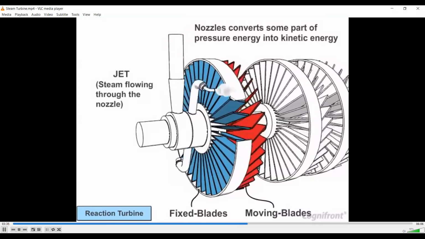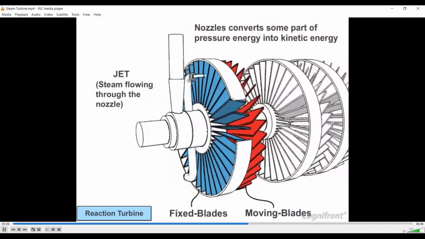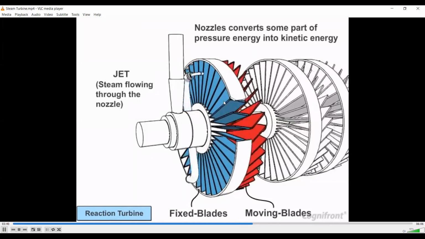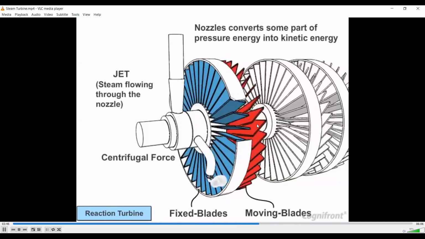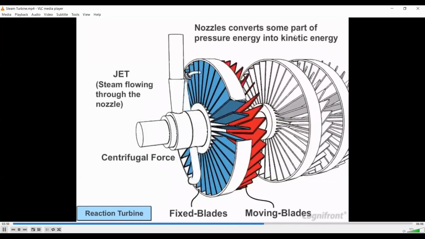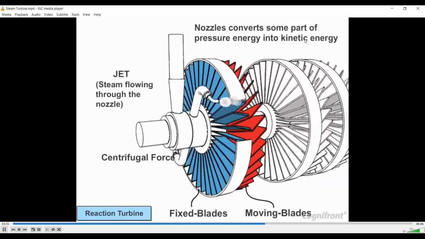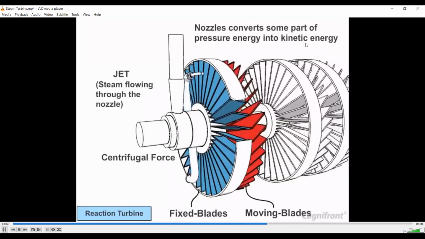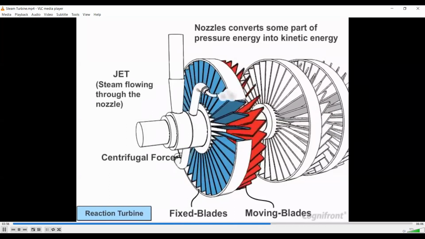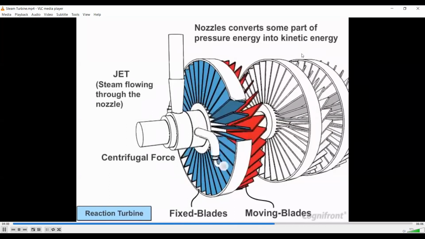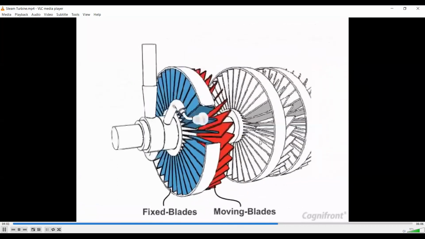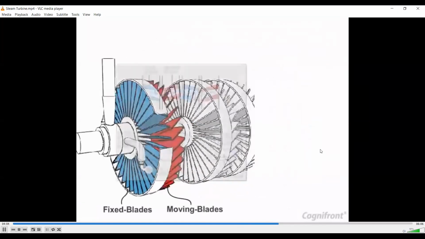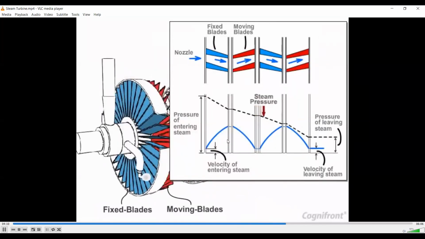The jet of steam, that is the steam flowing through the nozzle, moves upon the fixed blades. And when this steam enters the moving blades, they start rotating. The nozzle converts some part of the pressure energy into kinetic energy because we want the steam at very high velocity here. So here also the shaft is connected with the generator. So see here the characteristics of the pressure and velocity.